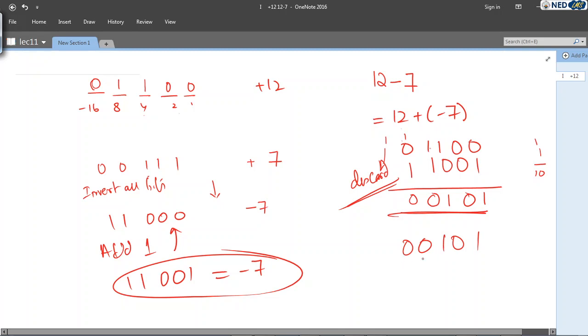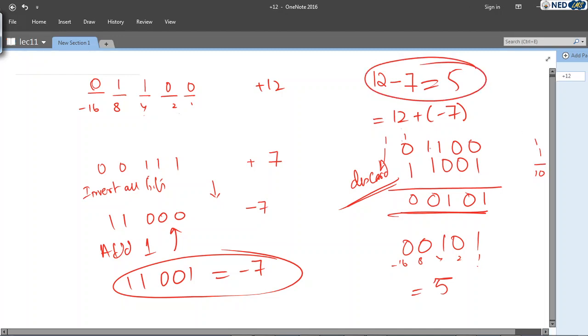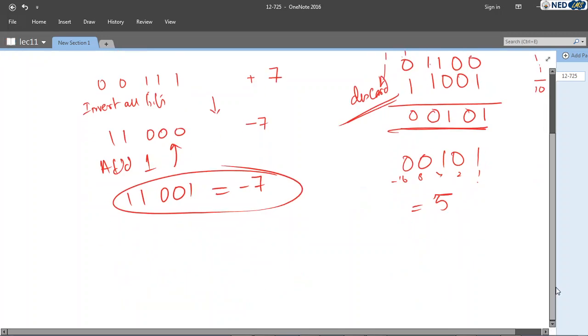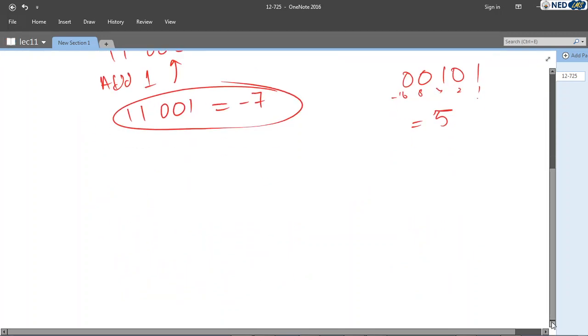So 0 0 1 0 1 would be 1, 2, 4, 8, -16. So 4 plus 1 equals 5, and 12 minus 7 is 5, and that's how we do the arithmetic using 2's complement, because we only do addition for subtraction as well, since we represent negative numbers with their 2's complement. And let's take another example.